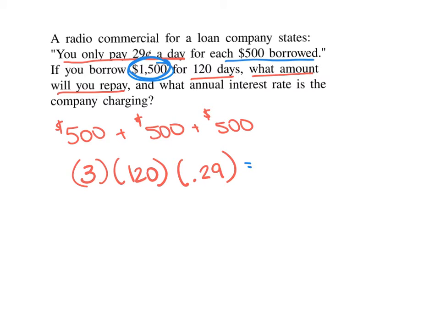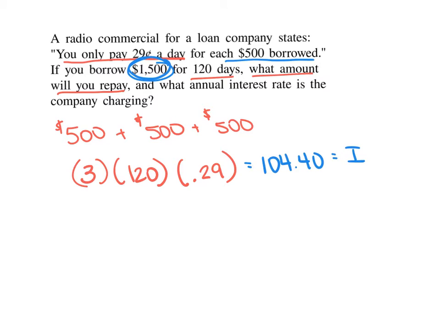So we'll do 3 times 120 because you borrowed three sets of 500 for 120 days, and you're going to be charged 29 cents per day. So 3 times 120 times 0.29 is $104.40. So this is basically the interest they're charging you on that right there. So we're going to take that, and this is your I, and we're going to add that to the principal. It says, what is your annual interest rate? What is the annual interest rate that the company is charging?